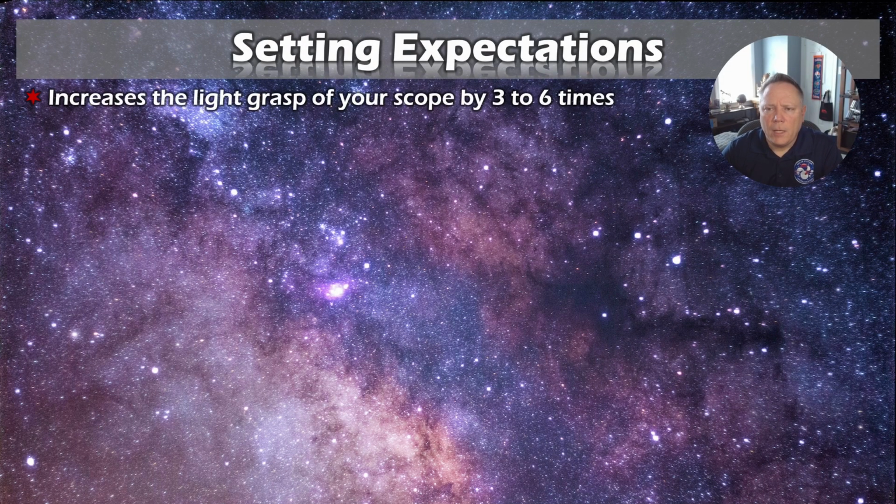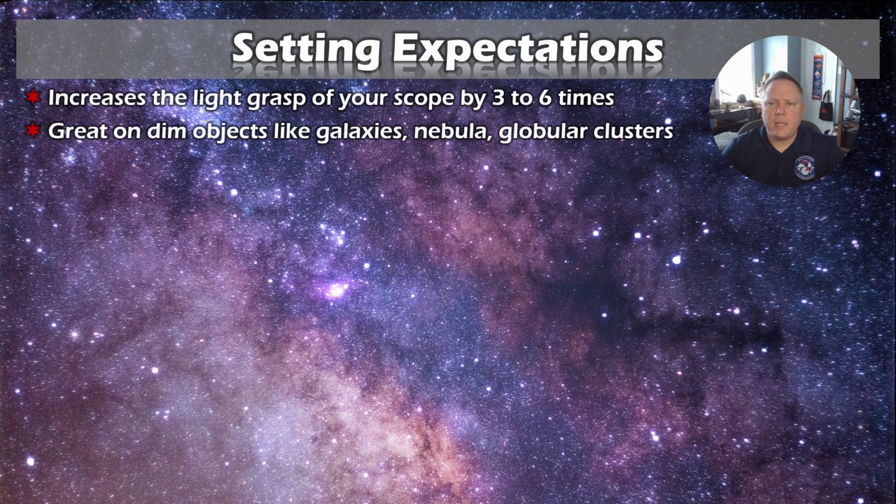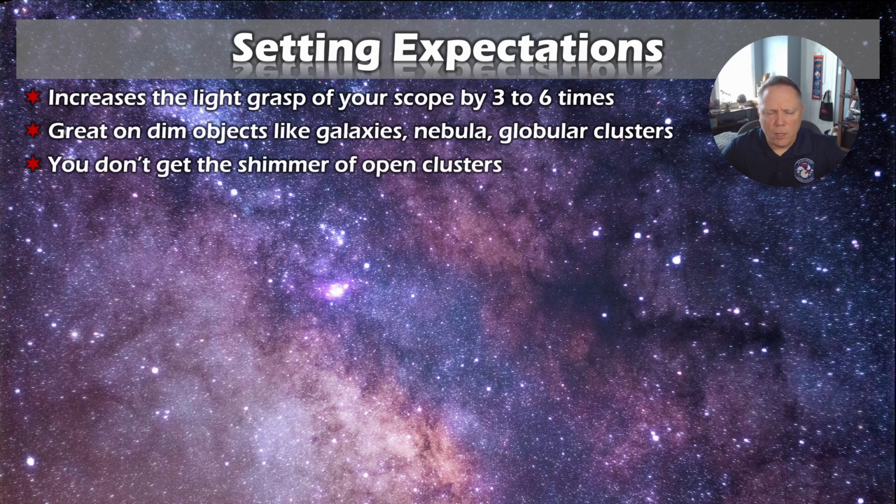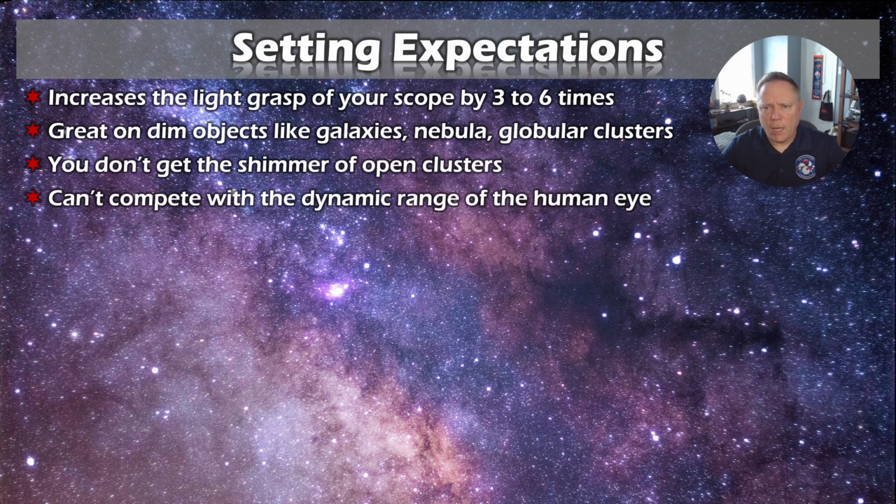So we've mentioned that EAA is going to increase the light grasp of your telescope by quite a few factors. And that is fantastic on dim objects like galaxies and nebula and globular clusters. But you're not going to get that same sort of shimmer out of open clusters. And you lose a little bit of that emotional tie when you're looking at something on a computer screen versus actually looking at it through an eyepiece. And regardless, it cannot compete with the dynamic range of the human eye.